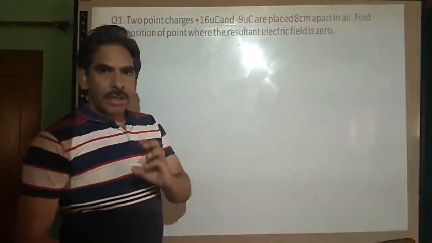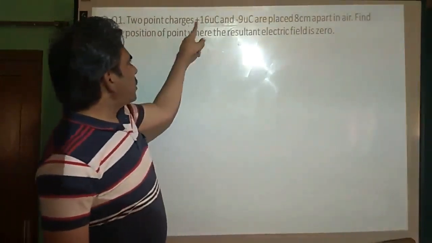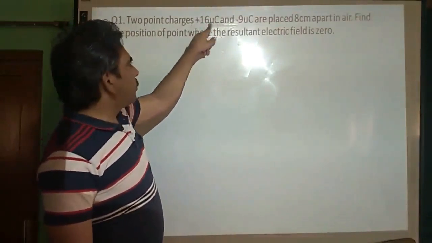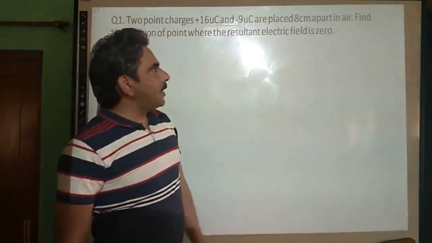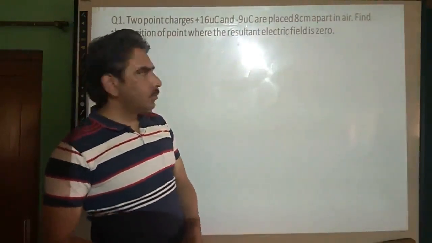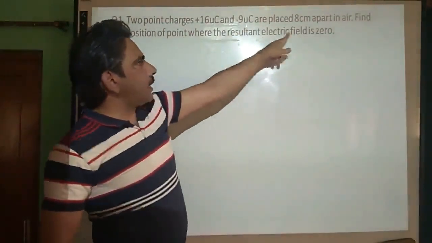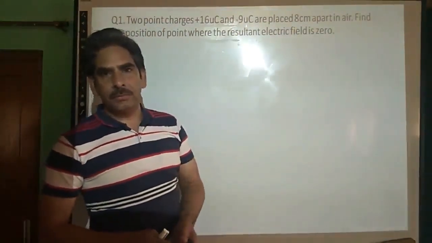So read the question very carefully, at least twice. Two point charges, plus 16 microcoulomb, it is micro, 16 microcoulomb and minus 9 microcoulomb, are placed 8 centimeter apart in air. You have to find the position of the point where the resultant electric field is 0.